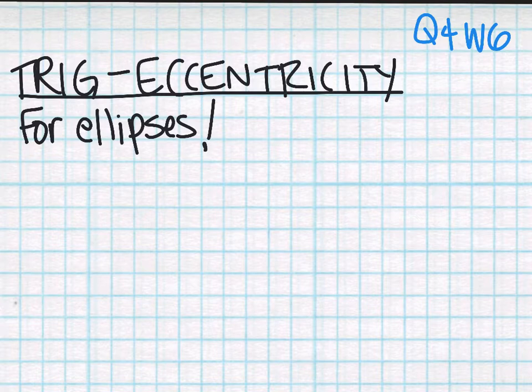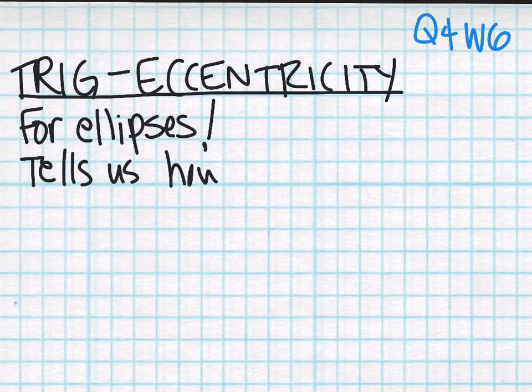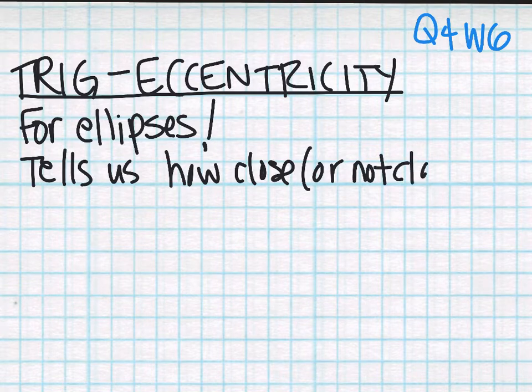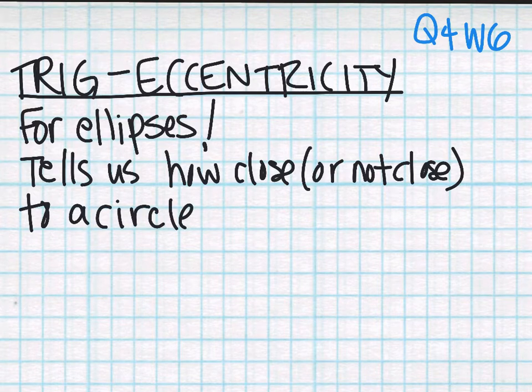So eccentricity basically tells you how close or not close to a circle an ellipse is.